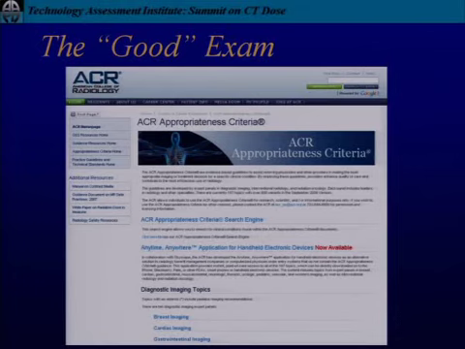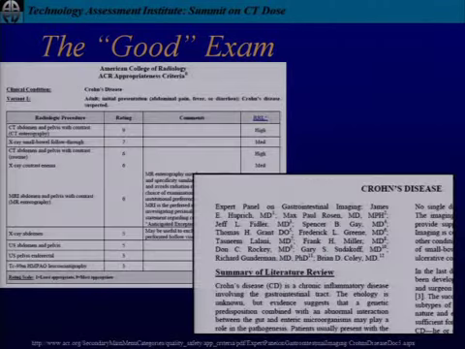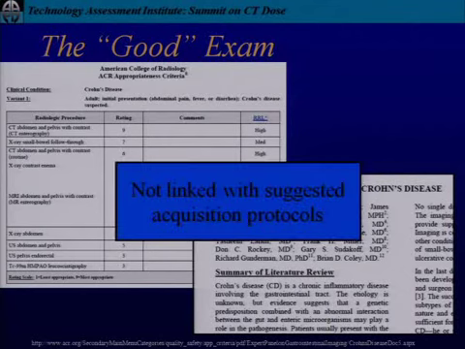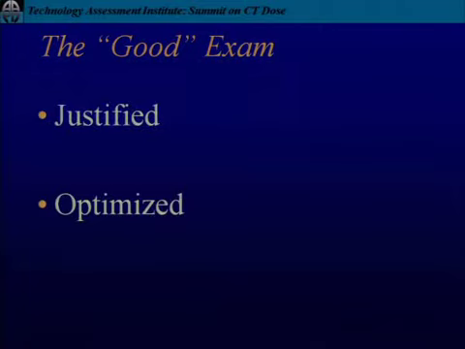Now, in terms of appropriateness, the ACR has done a wonderful job, as Jim highlighted earlier, with these ACR appropriateness criteria, which list the relative appropriateness of different types of exams. Along with those is a relatively erudite summary of the literature and expert opinion. In general, however, this is not linked to CT acquisition protocols, although often they will address superfluous imaging like extra series that may not be required.